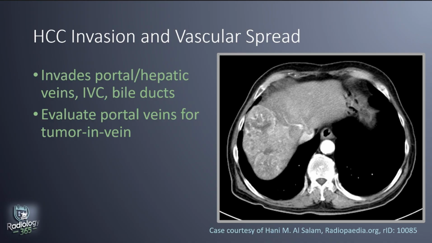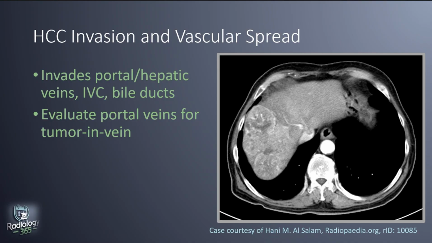One of the more aggressive features of HCC is its tendency for vascular invasion. It can invade the portal veins, hepatic veins, or even extend into the IVC. When you see a thrombus in a vein with enhancement similar to a hepatic mass, think tumor in vein. This has major implications for staging and treatment. It's also one of the key differentiators between HCC and metastasis, which usually do not invade vessels in this way.